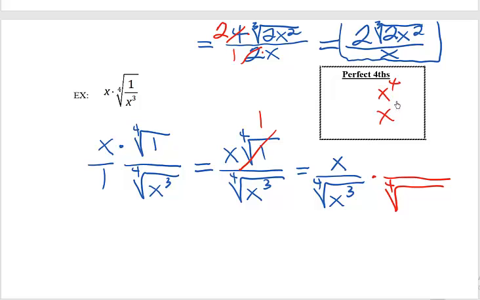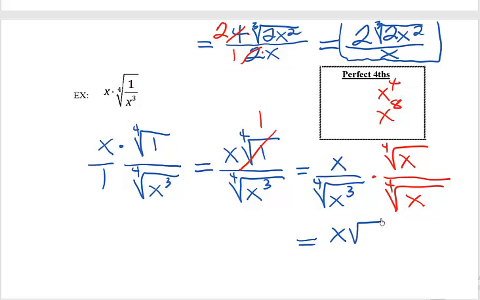Well, with variables, it was just all about having the exponent be a multiple of 4. 4 of them would be great. So I have 3 now. If I can just put in 1 more, then I think I will be all set. So if I multiply top and bottom by 4th root of x, that should do it.